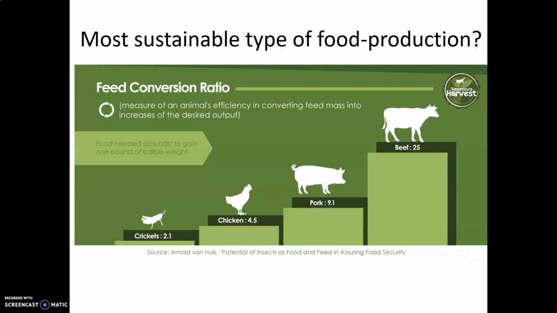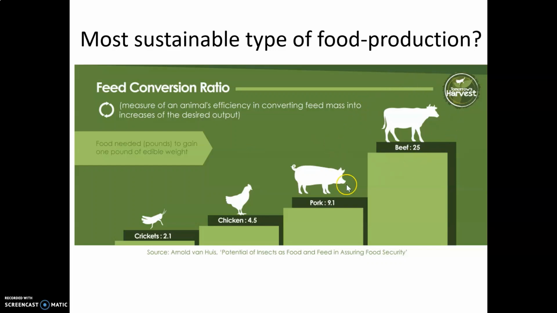And this concept, feed conversion ratio, we can use that to assess which type of food is the most sustainable, or what type of food production is the most sustainable. And it actually turns out that insects are a very sustainable food source. We don't need to feed them very much in order for them to produce a lot of edible biomass compared to chicken and pork and so forth. You can also see that the picture here, at least for the beef, varies quite a bit from the picture I just showed you before.